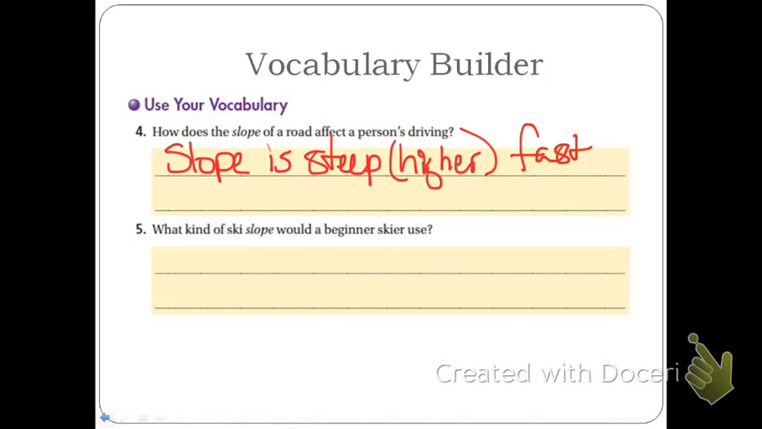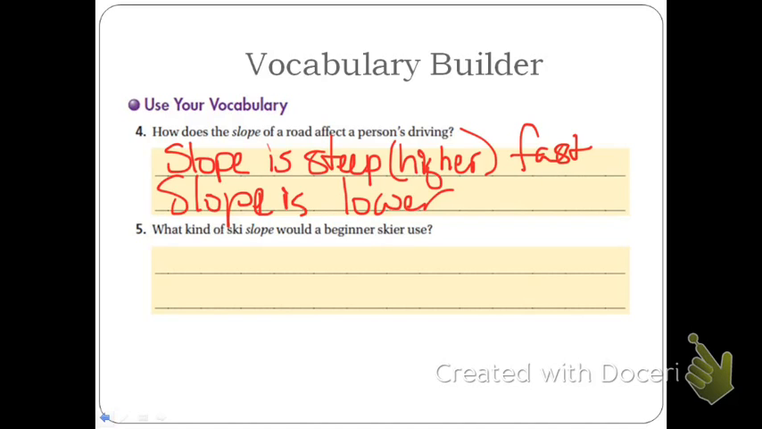Sorry for the dog. If the slope is lower, then I suppose your brakes wouldn't wear out as bad. If you were going uphill, you could go up much faster if it wasn't as steep. So it depends on if you're going uphill or downhill.